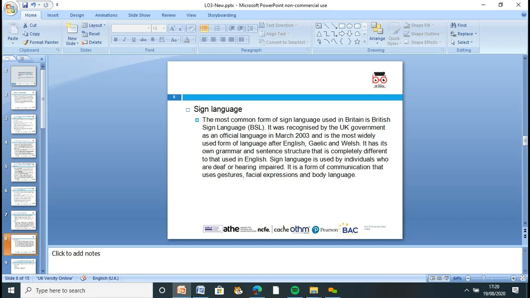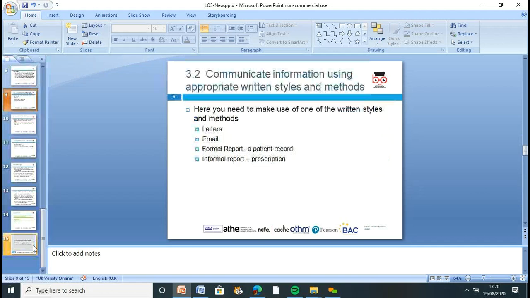Okay, and sign language. The most common form of sign language that is used in Britain is British Sign Language, which we can shorten to BSL. It's recognised by the UK government as an official language. They recognised this in March 2003, and it uses a different form of grammar and sentence structure than we do when speaking. Sign language is also used by individuals who are deaf or hearing impaired, and it's a form of communication where you use your hands, your facial expressions, and your body language.